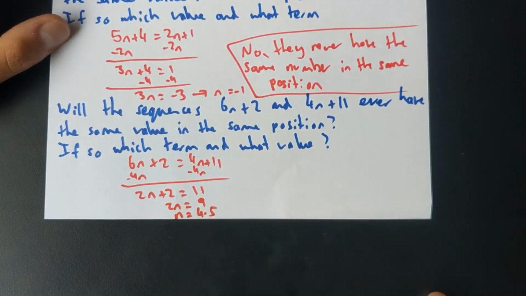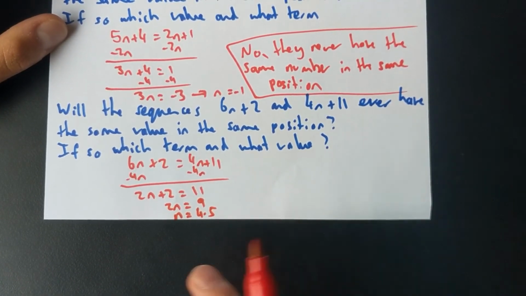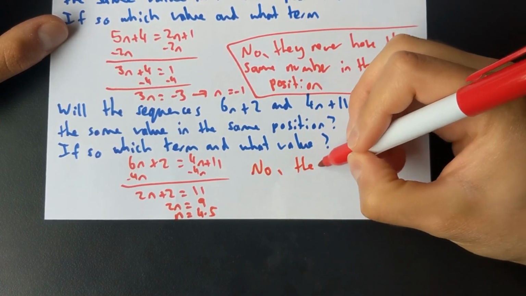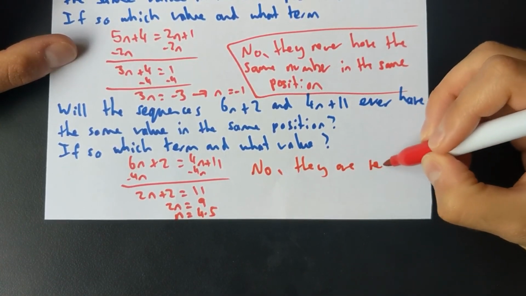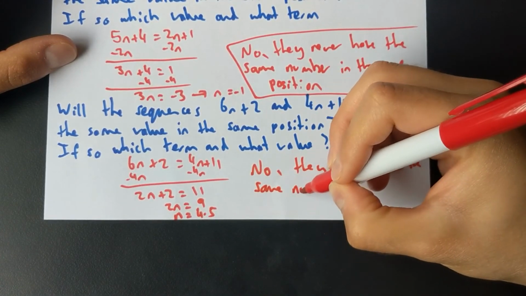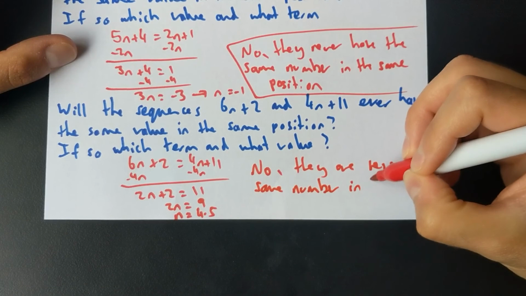Now, here's a decimal, and as we saw in the last video, we can't have decimals for term positions, because they have to be positive integers. So again, no, they are never the same number in the same position.